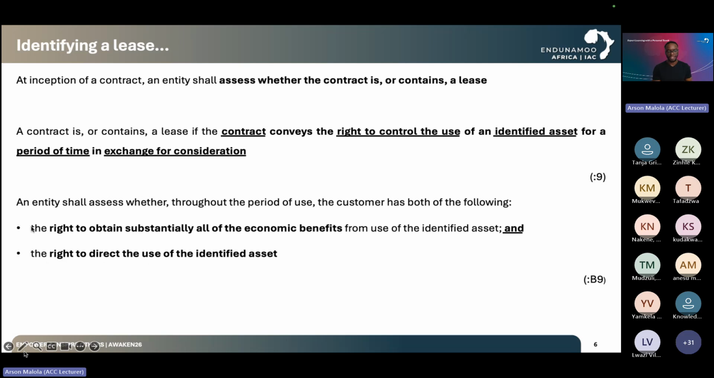Now, the easiest one to discuss is bullet point number 1, okay? Because that you just need to look at the output of the asset, right? And then who's getting all the benefit from that output. So the output of an asset can be anything, right?